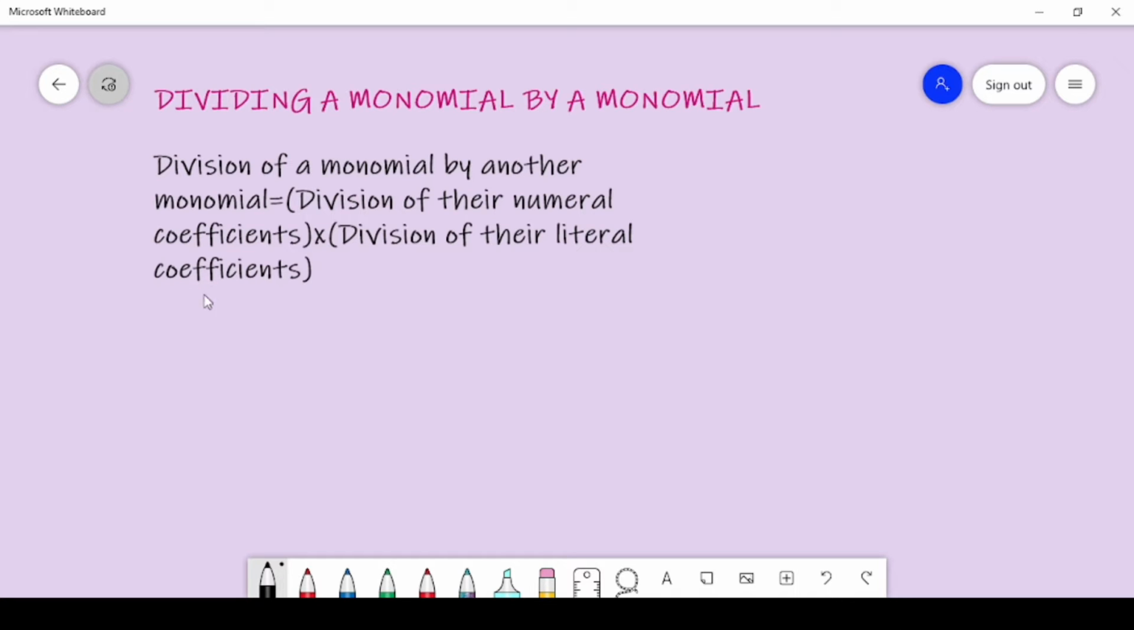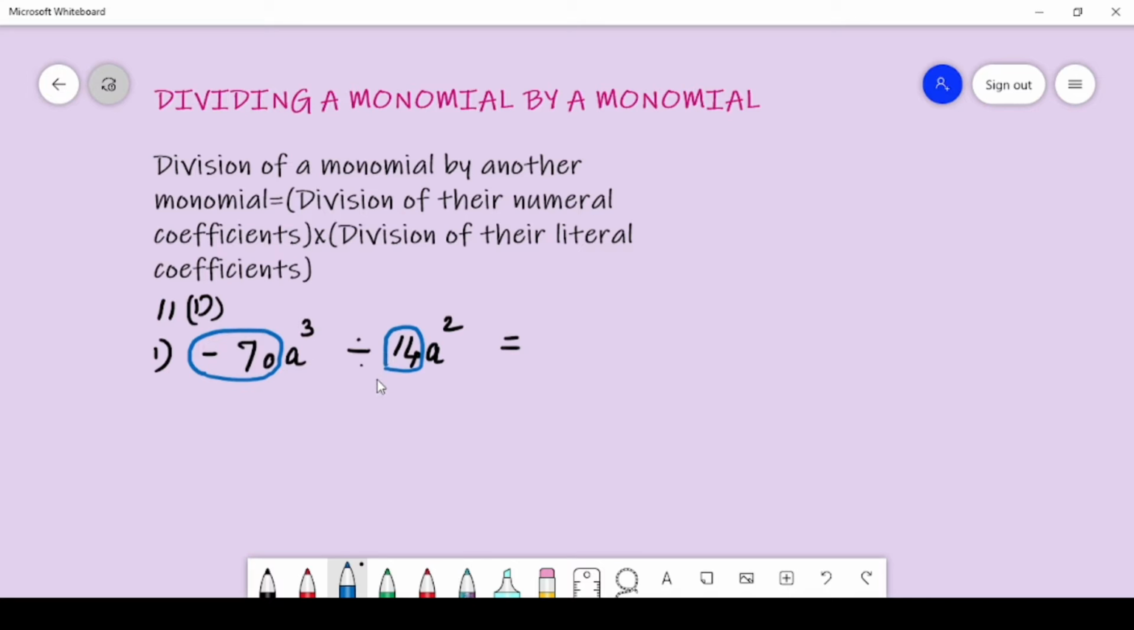So, the first question from Exercise 11D. Divide minus 70a cube by 14a square. That is the question. First, we have to divide the numerical coefficients. Which are the numerical coefficients in this one? You can see here, minus 70 is the numerical coefficient in the dividend and 14 is the numerical coefficient in the divisor. So you have to divide those first.